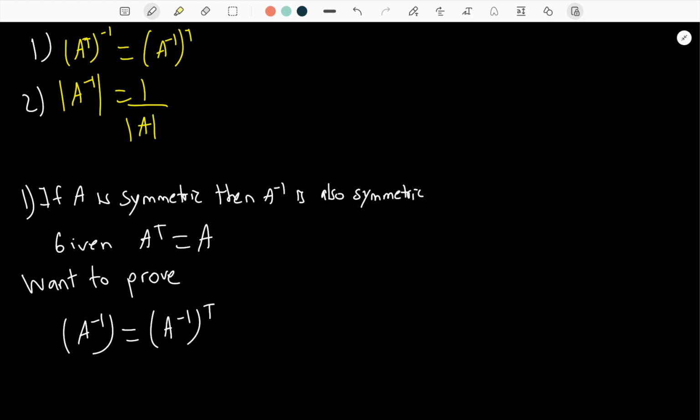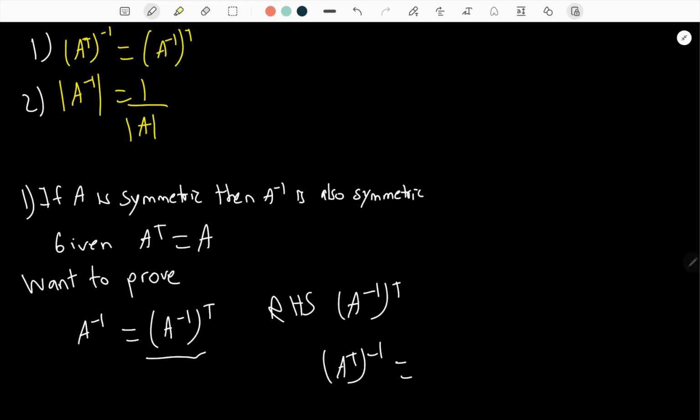Looking at the rules from before, let me just remove this bracket. So look at the first rule and try to apply it over here. We know that A is symmetric. So let's take the right side over here, which is this part. The right side we have is A inverse transpose. Now as the rule says, we can flip the signs, so we get A transpose inverse. And as we know that A transpose is equal to A, we can replace A transpose with A here, and we get the same as this. So the left hand side is equal to the right hand side here, and we have proved it.